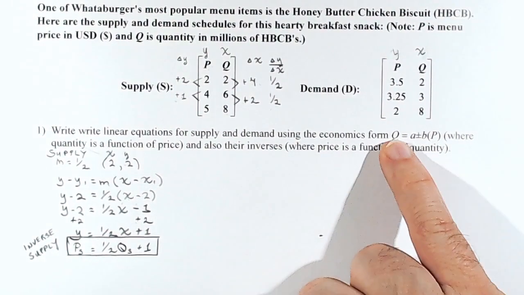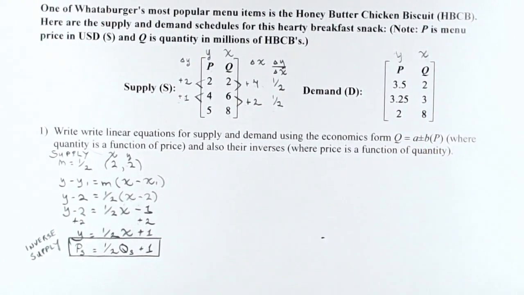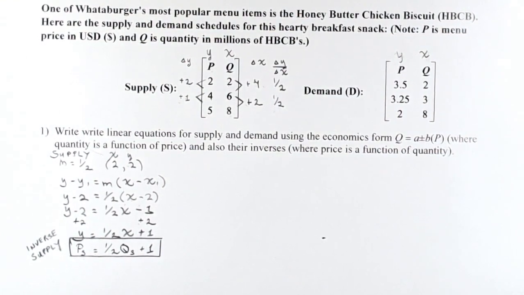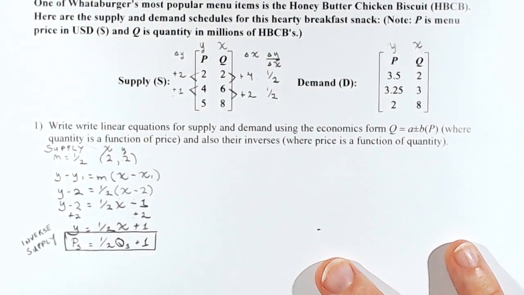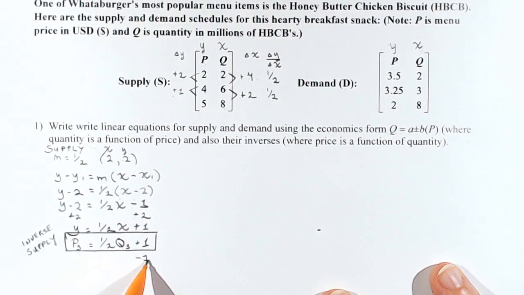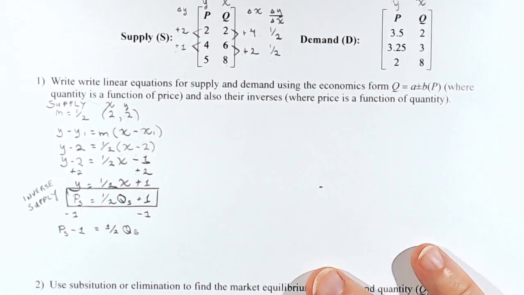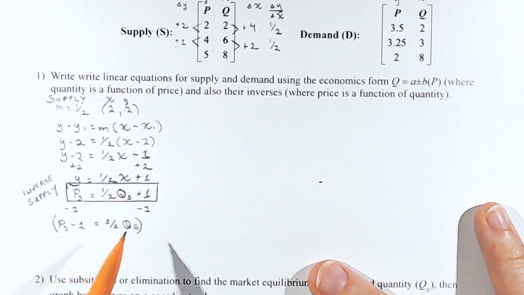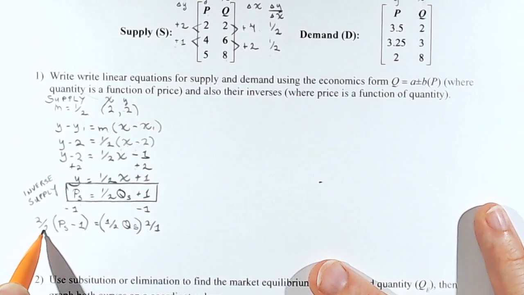Now, in order to get this in the proper form, we need to get Q by itself on the left and everything else on the right in the standard economic form, where the variable on the left is Q, which would be the X variable. So you're basically solving for X, which we're substituting for Q. So all I'm asking you to do is solve for Q. Well, the first step in doing that would be to subtract 1 from both sides. And now I have P sub S minus 1 equals 1 half Q sub S. To get Q by itself, I just multiply everything by the reciprocal of 1 half, which is just 2, well, 2 over 1. So I multiply both sides of this equation by 2 over 1.